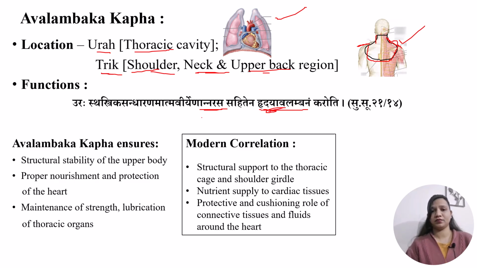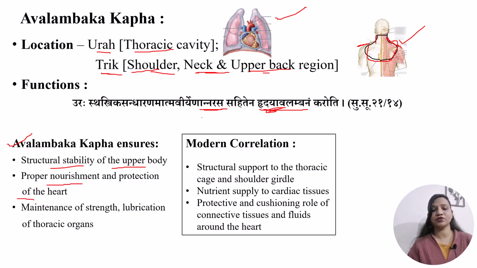So what can we understand by Avalambak curve? Avalambak curve ensures the structural stability of the upper body. Here, upper body means the thorax region in the front and the trik region in the back. And proper nourishment and protection of the heart.